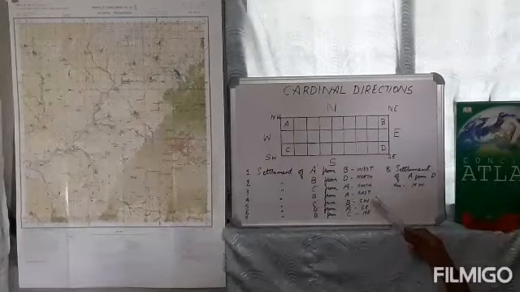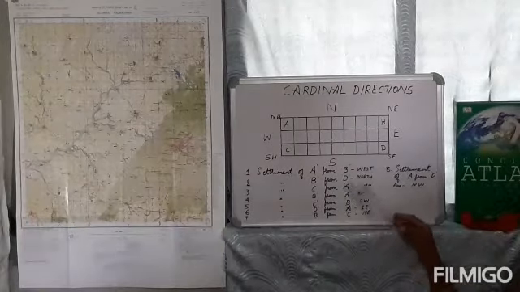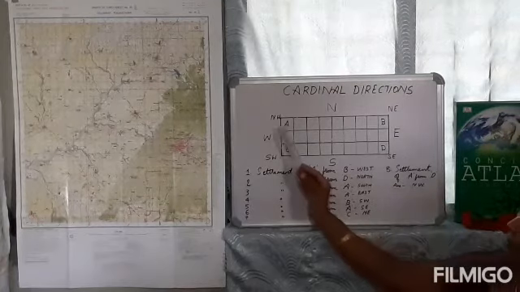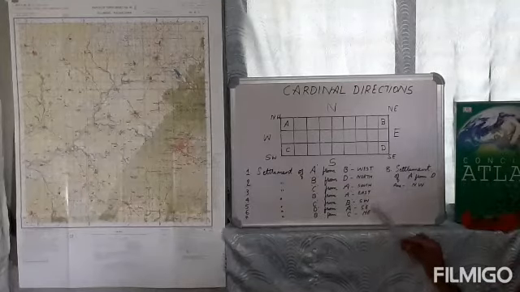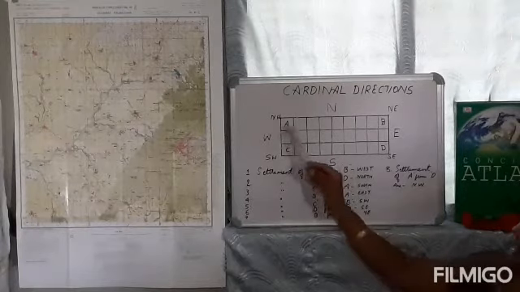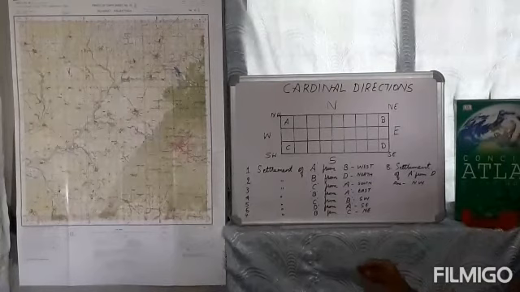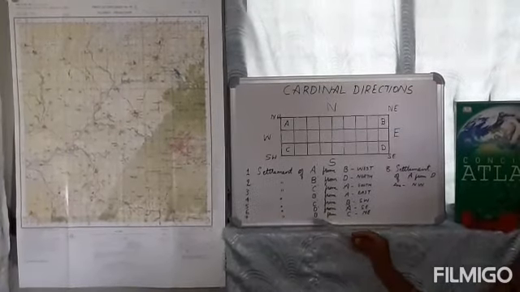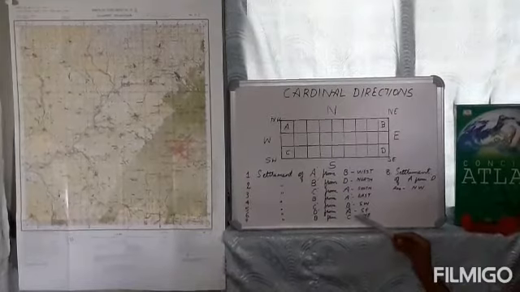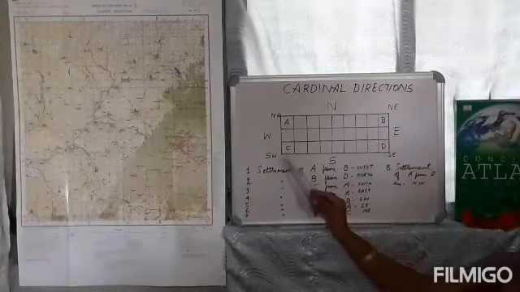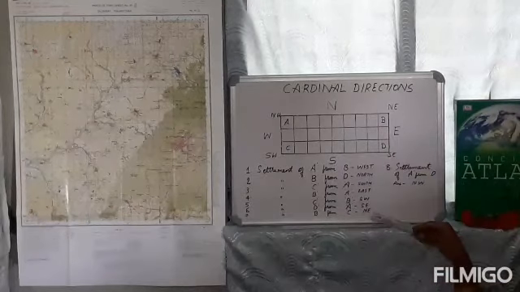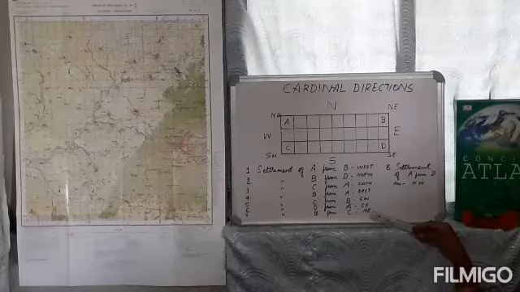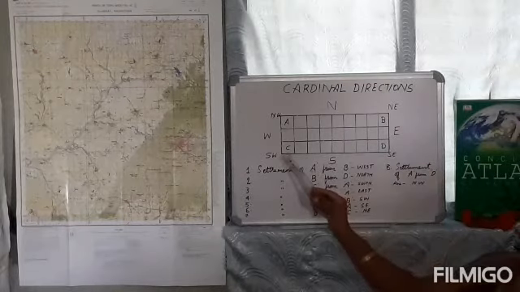The direction of the settlement of D from A. Southeast is the direction of the settlement of D from A. Another question. That is compass direction of the settlement of B from C. Northeast is the direction of the settlement of B from C.